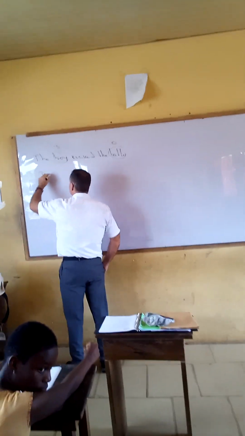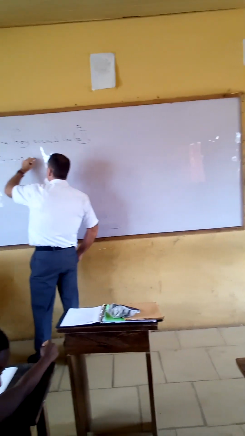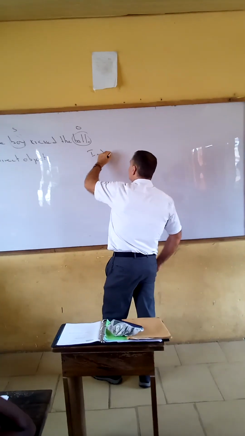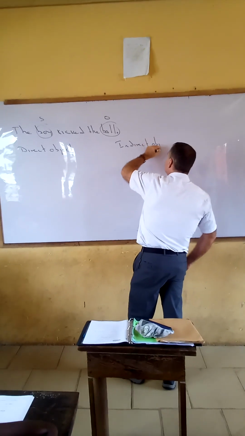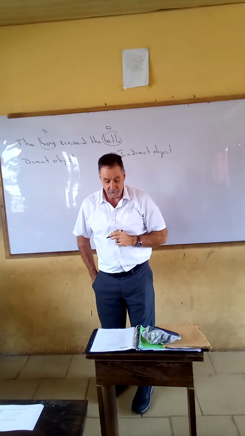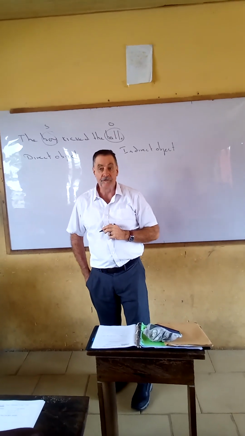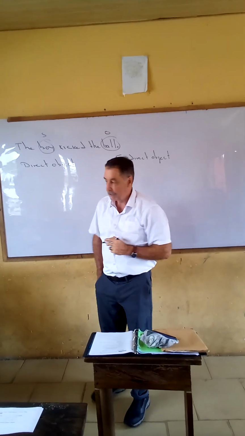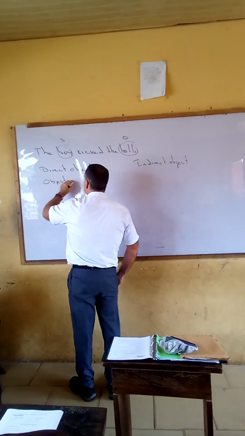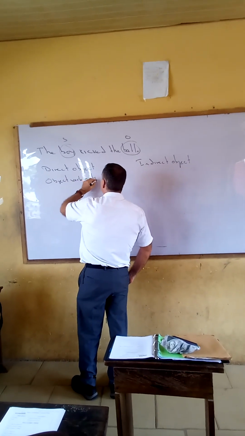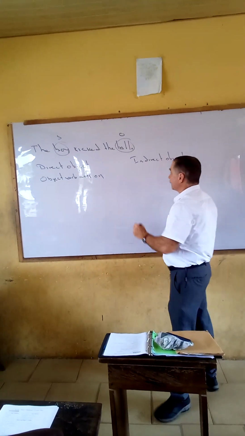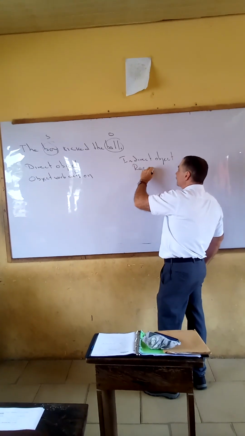Now there's two kinds of objects, direct object and indirect object. The direct object is the object the verb is acting on. And the indirect object is the recipient of the direct object.